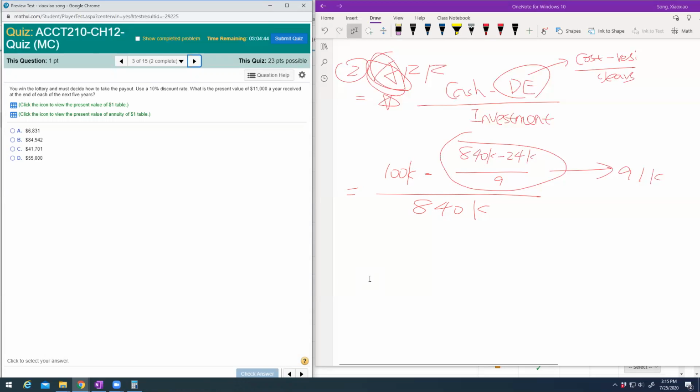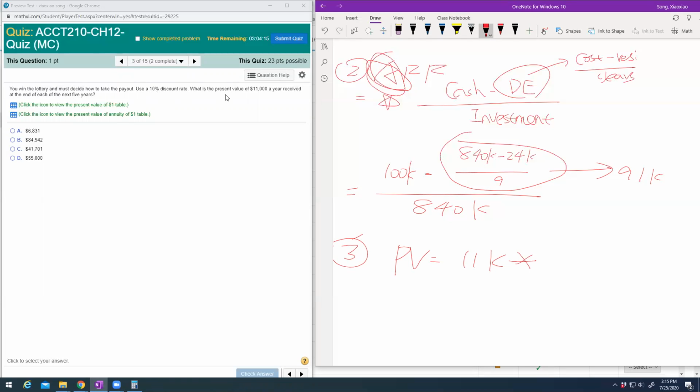Let's do the next one. It says you win the lottery, and you think, what's the present value of an amount received at the end of each year? So you got the lottery, and the discount factor is 10%, and it's asking about your present value. Every year you get 11,000, for 5 years.